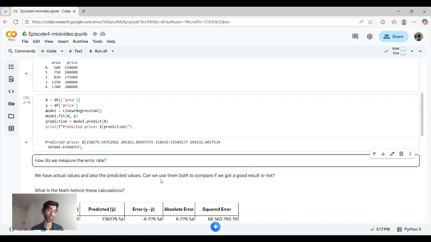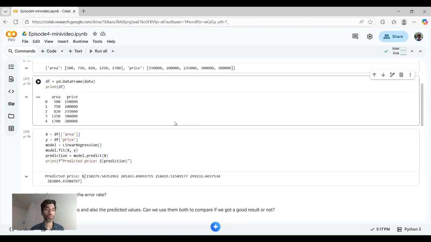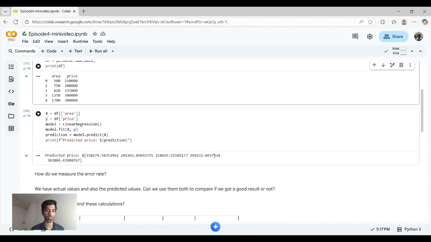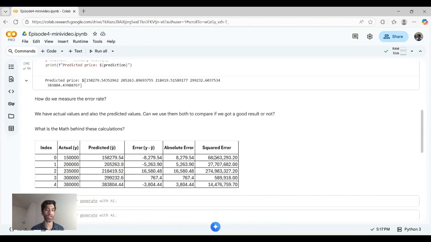What is the math behind these calculations? We know for an area of 500, the price is 150,000, but the predicted value is 158,279. So we see that there are little differences. How are we going to use it to our advantage? So here is the math behind all that. You see the actual values, and these are the predicted values. Error rate is just the difference between prediction and actual, right?